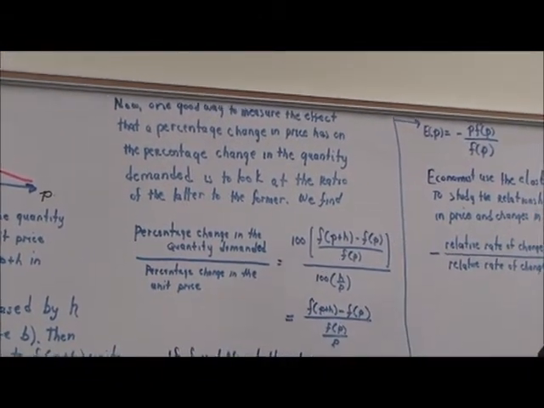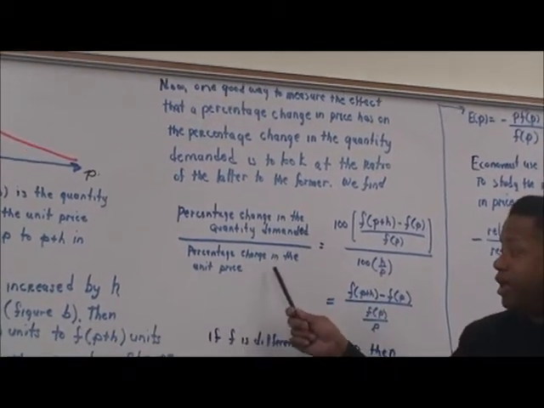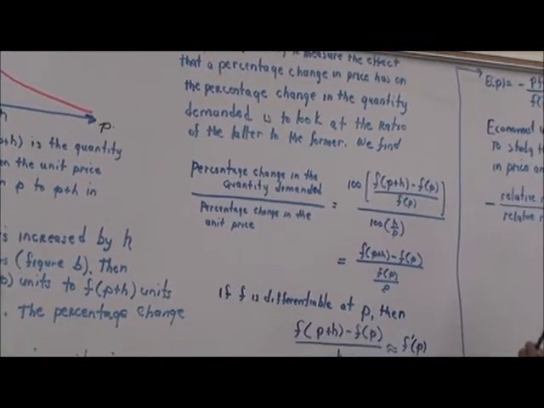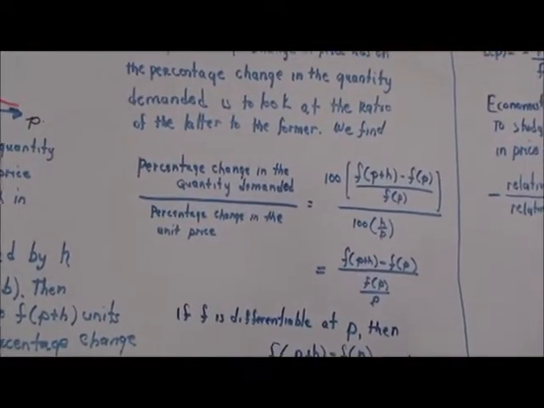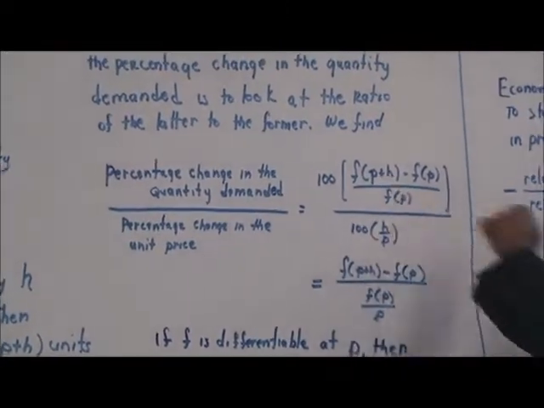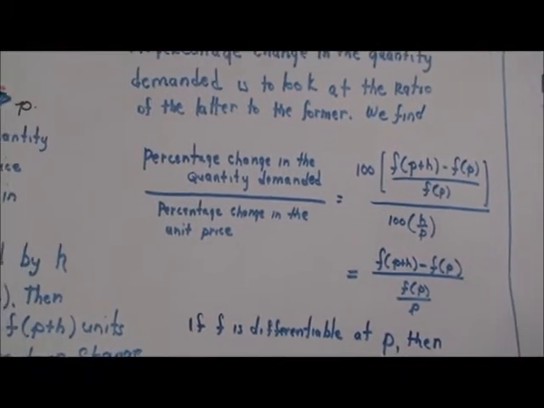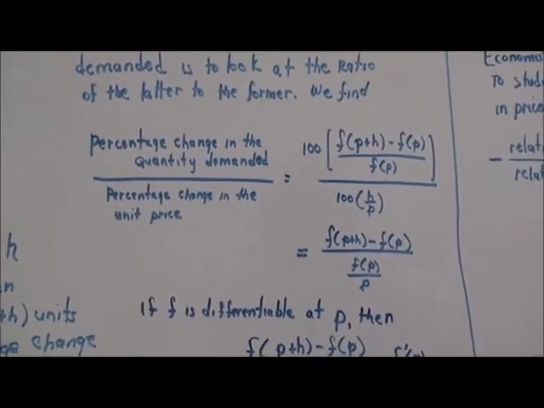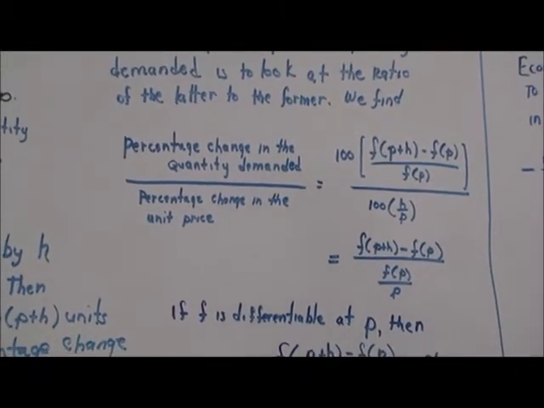Now, we find that the percentage change in the quantity demanded over the percentage change in unit price, see, this expression, we're trying to derive something here, and you're going to see in just a second, is 100 times f of P plus H minus f of P over f of P, over 100 times H over P.